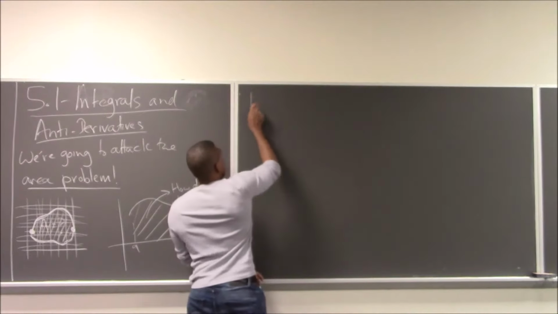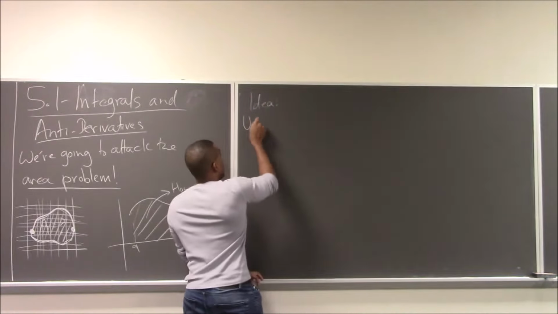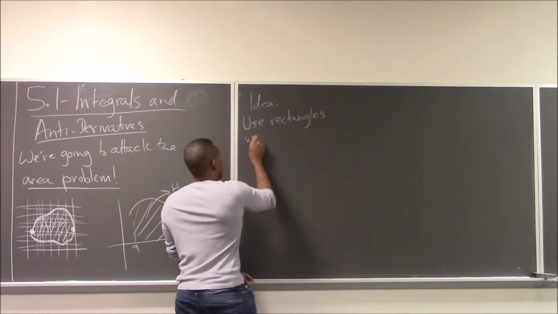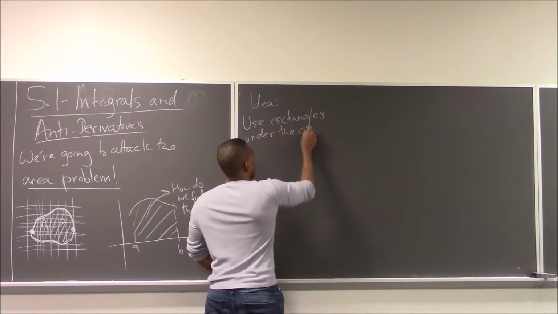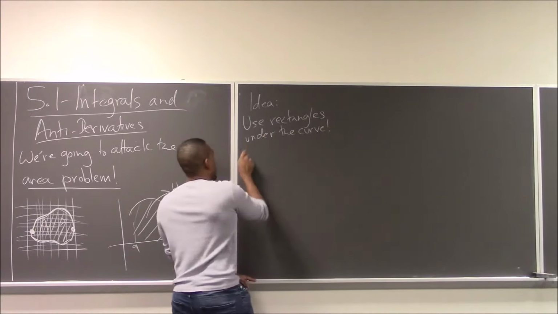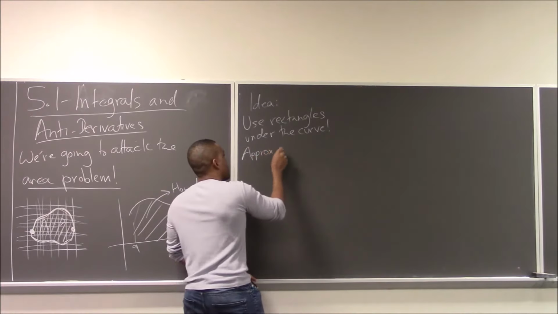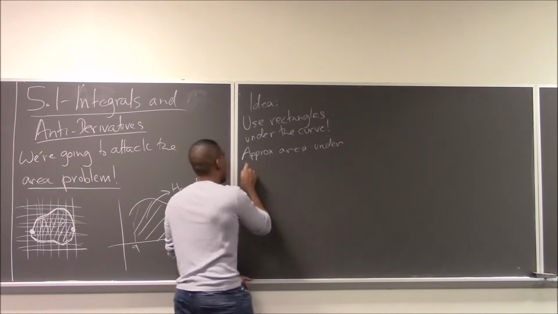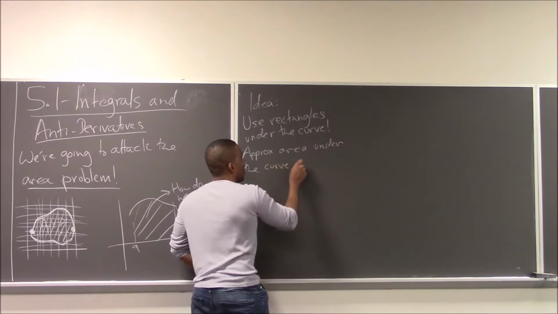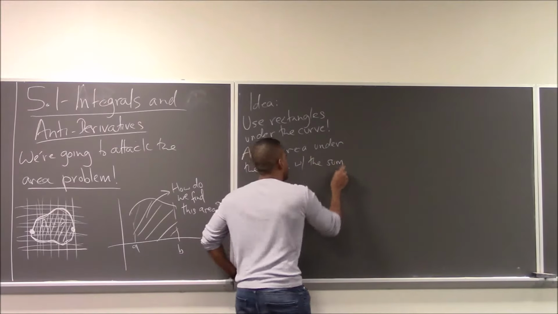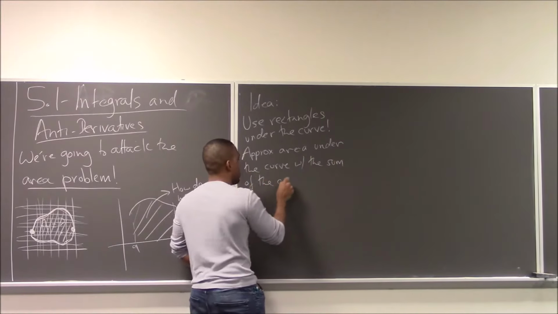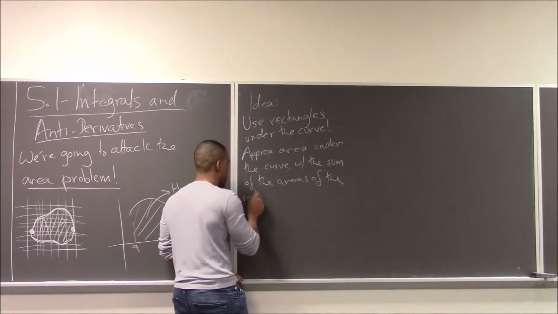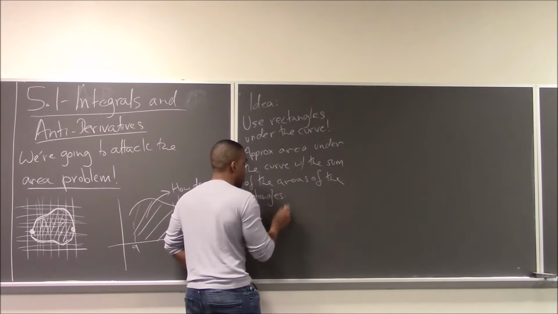So the idea here is to use rectangles under the curve and approximate the area under the curve with the sum of the areas of the rectangles. Right, so that's the idea.